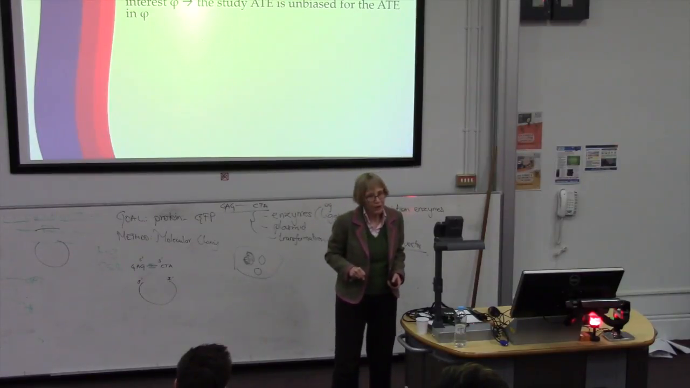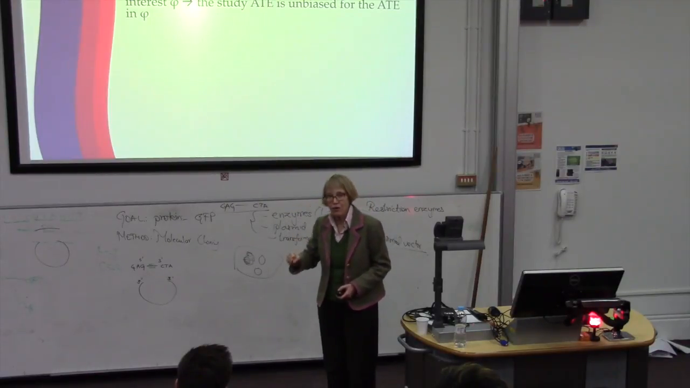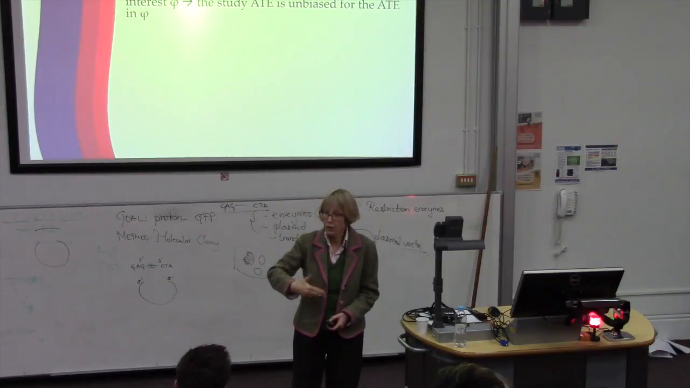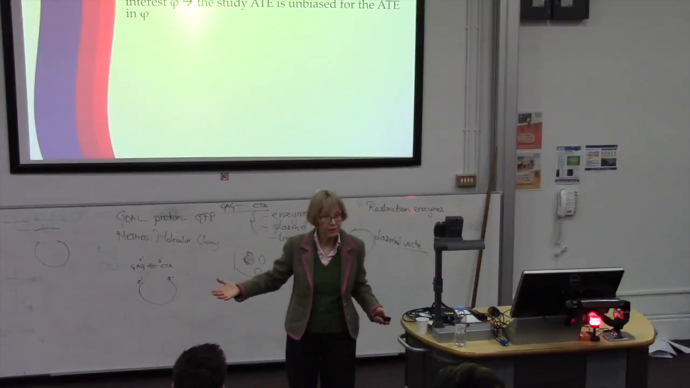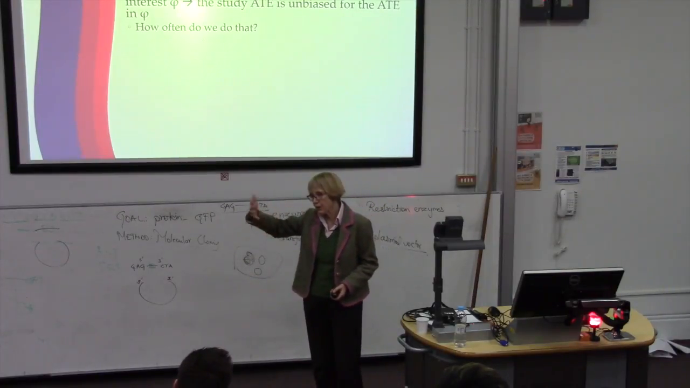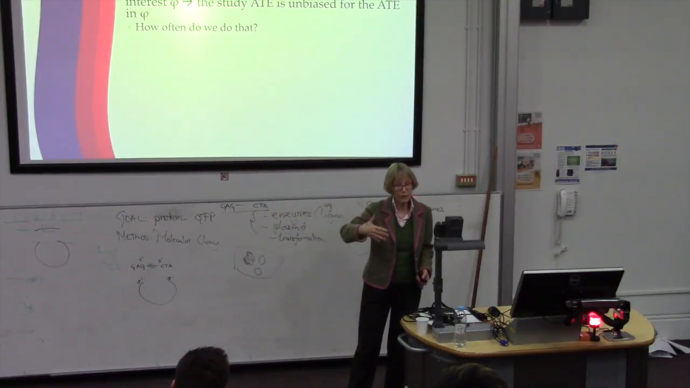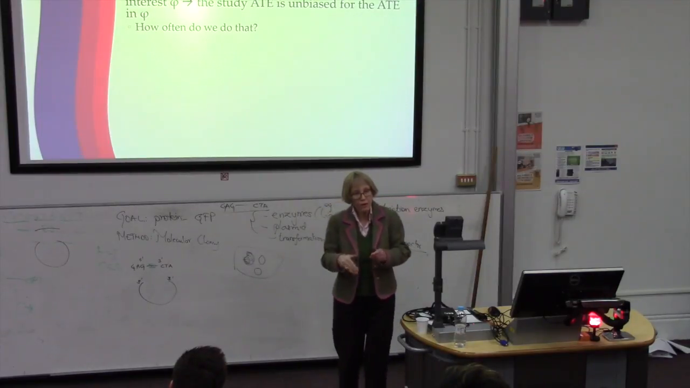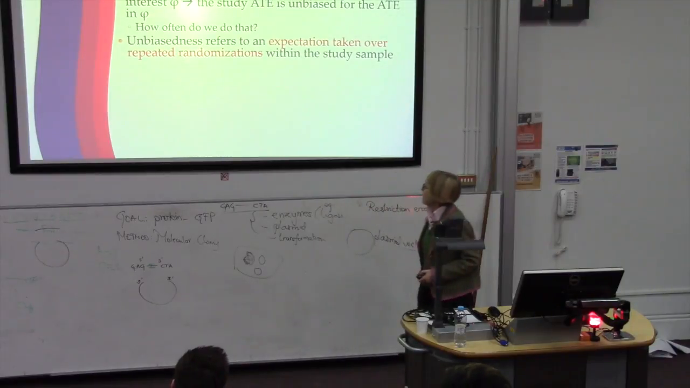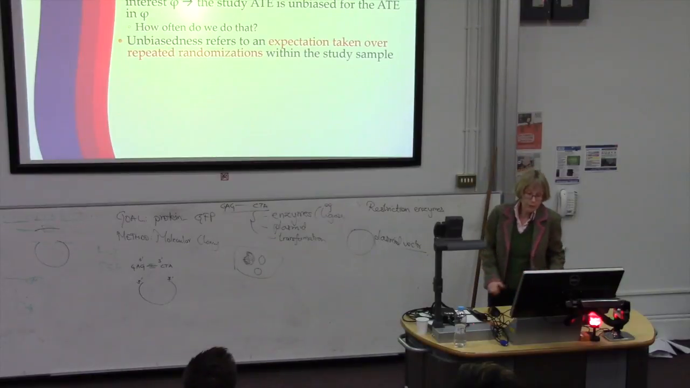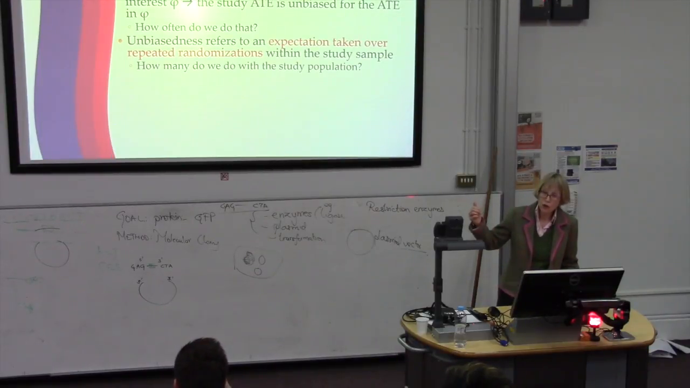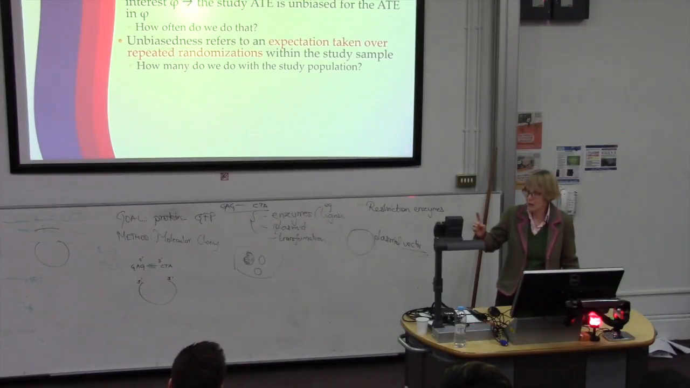Now, if you drew the study population randomly from the target population, then an unbiased estimate of the effect size in the subpopulation is an unbiased estimate of the effect size in the target population. But how often do we do that? So the nicest thing is when you can take a representative sample from the target population, and then you've got real applicability outside the design of the RCT, because it's embedded in a slightly larger, one step larger experiment, which was first to do a random draw from the target population. Also, just to remind you what I said earlier, unbiasedness refers to an expectation taken over repeated randomizations within the study sample. Usually on one study population, we do one experiment.